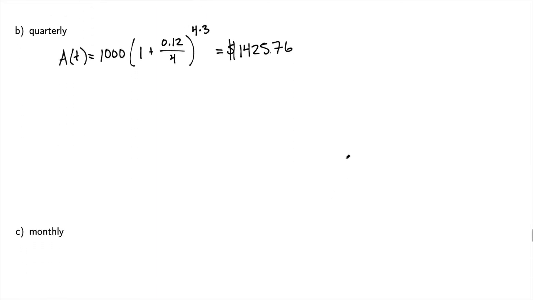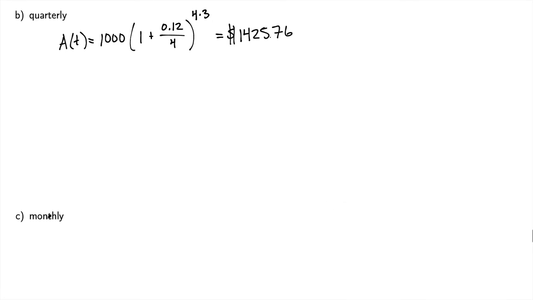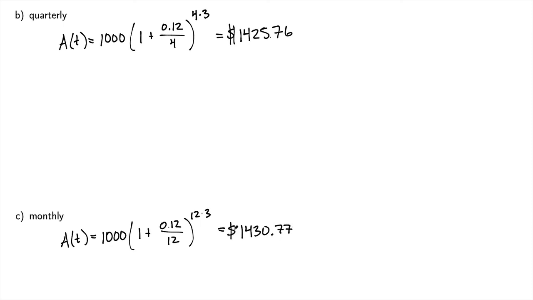And then finally we'll do monthly. For monthly, again, all we're doing here is changing the compounding period, so everything stays the same except for n. So 1,000 times 1 plus 0.12 over, and now monthly means we're compounding 12 times per year. So divide by 12 to the 12 times 3. And we plug this into our calculator, and we get $1,430.77, rounding to the nearest cent.